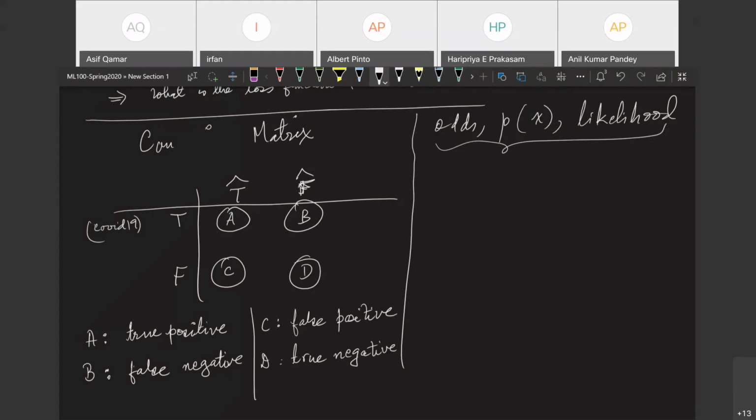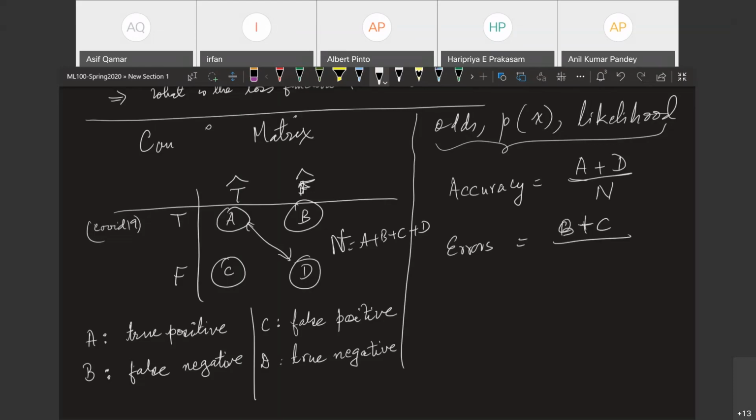So with that in place, people have created quite a few measures. Let me take the total. Total is equal to A plus B plus C plus D, which is the total number of instances. Accuracy is defined as A plus D, the principal diagonal, the ones that we got right, over total. Error is equal to B plus C, the off diagonals, those are the mistakes, over N.